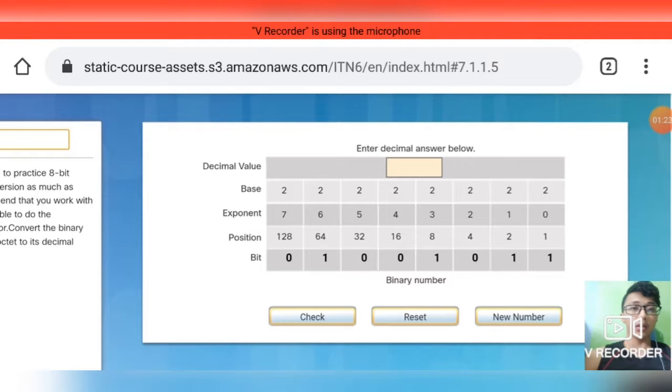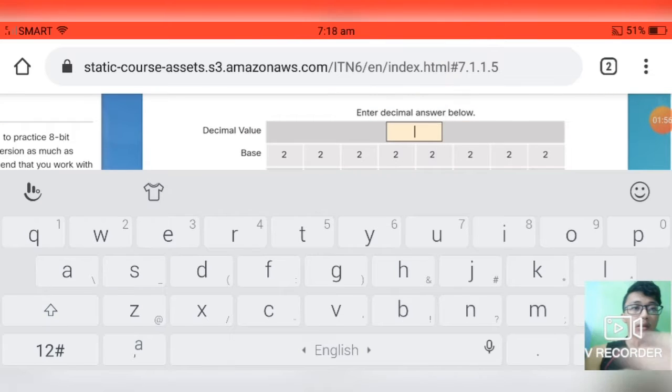64 plus 16, so we need to add 64 plus 16 plus 8 plus 2 plus 1. So the answer is 235.